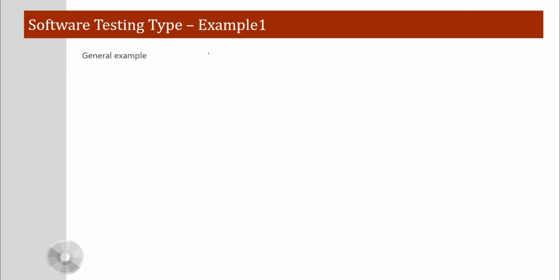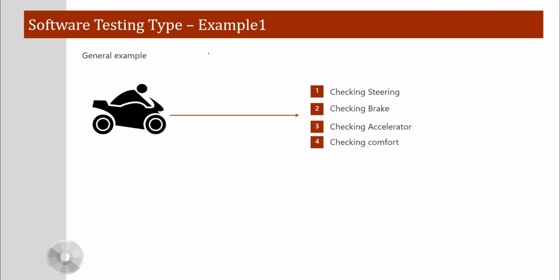So let's take an example to understand the difference between functional and non-functional testing in common words. Here we have taken a general example. For example, you're going to buy a bike. You go to the shop and you want to buy this bike. So what are you going to check? You're going to check the steering, the brake, the accelerator, and your comfort. You're going to check everything within the functionality. You're checking the functionality of this bike before you buy.